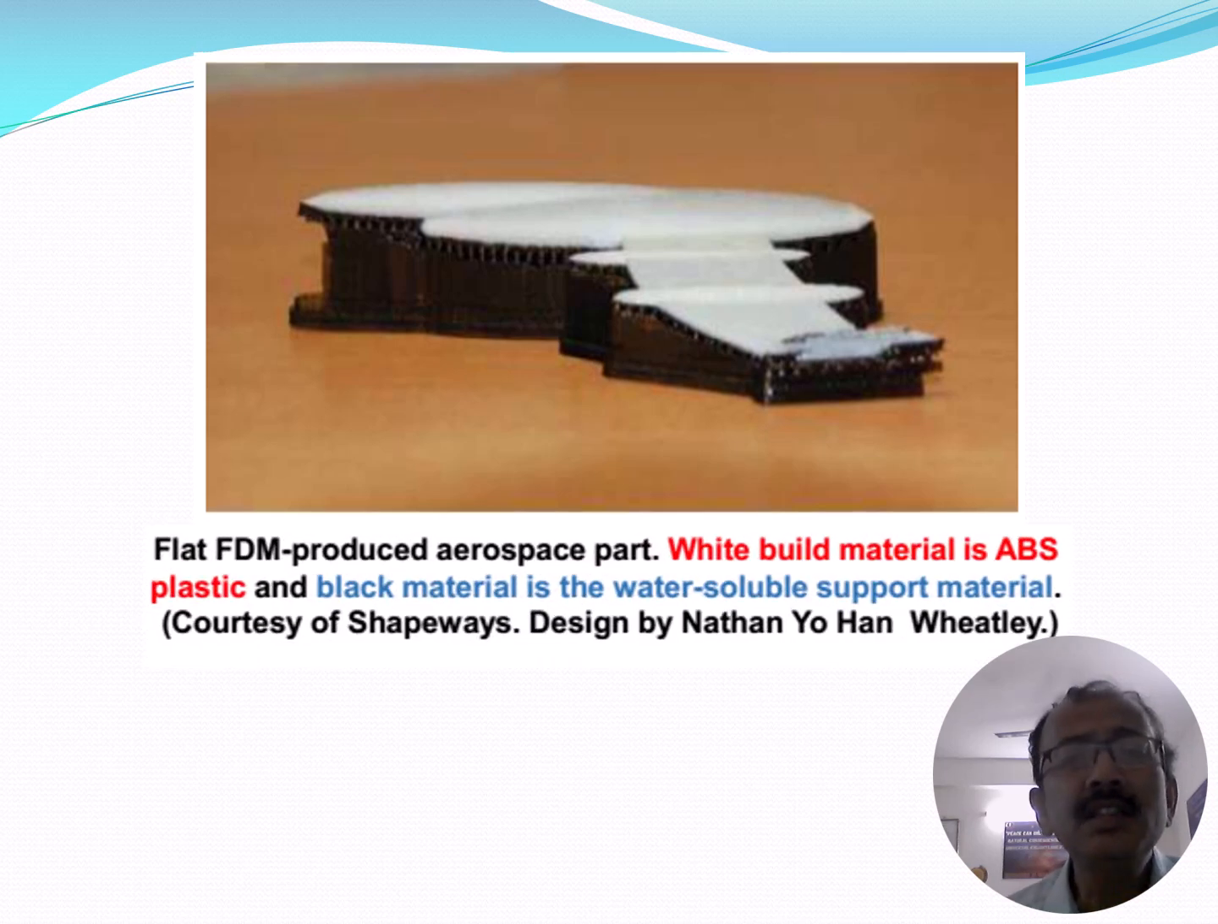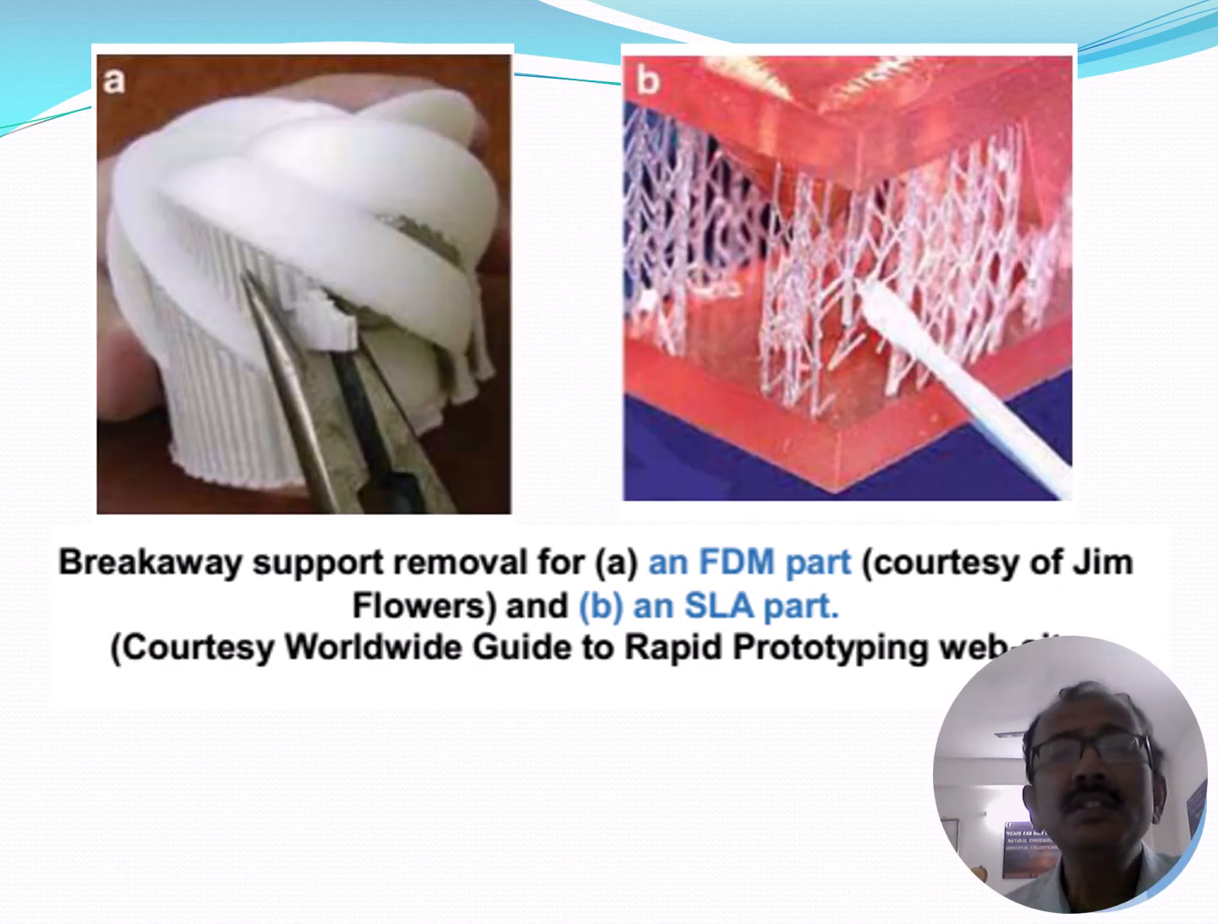This is a flat FDM produced aerospace part, with white build material as ABS plastic, and black material as the water soluble support material. This support material is also removed, so the support materials are removed.